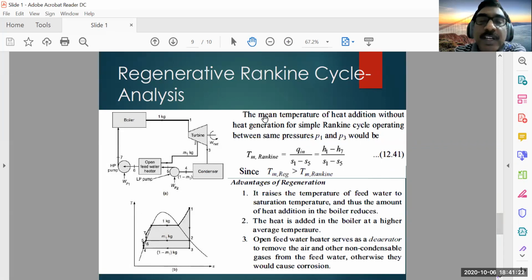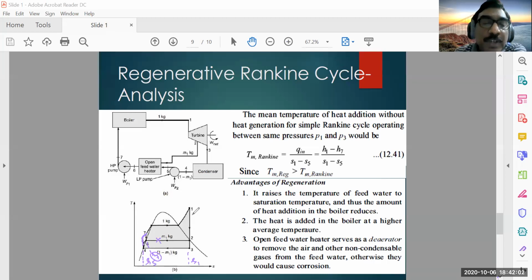Now the mean temperature of heat addition without regeneration. Without regeneration in a simple Rankine cycle, you can see we are directly taking like this. We are not considering this stage. Directly it is going. Then what is this one? This is S1 and this is S5. Previously it is S7. Okay, so S1 minus S7 and S1 minus S5. S1 minus S5 is greater and S1 minus S7 is lesser.